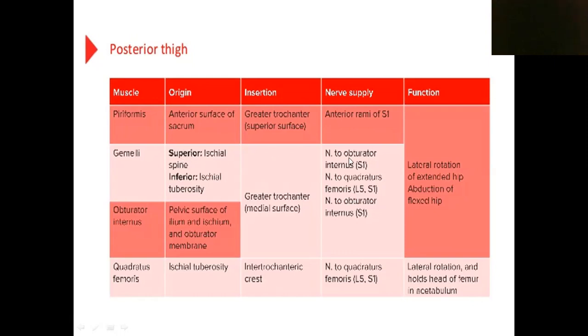Superior gemellus is supplied by the nerve to obturator internus. Inferior gemellus is supplied by the nerve to quadratus femoris. Obturator internus is a muscle, so it is the nerve to obturator internus for superior gemellus, and the nerve to quadratus femoris for inferior gemellus. So two nerves. What will be the action? Same action, lateral rotation. All these muscles help in lateral rotation.